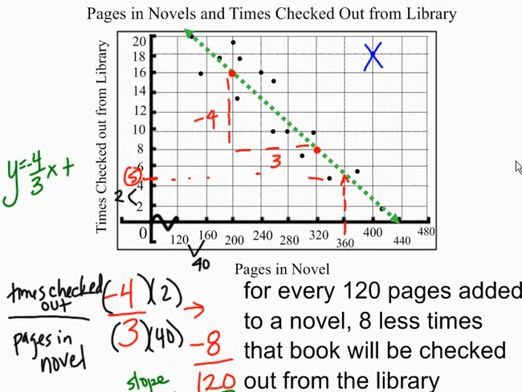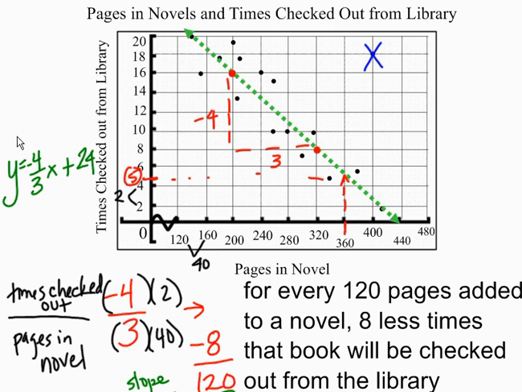Now, I need to know what the y-intercept is, so I'm going to take a look at the graph here. And I notice that I'm going off my chart. If I extend this continually up and kind of project what it's going to run into, it's probably going to start at about 24. So what does the y-intercept tell me? Well, the y-intercept tells me that a book with the smallest page count may on average get checked out 24 times. And as things progress, it starts getting less and less and less.